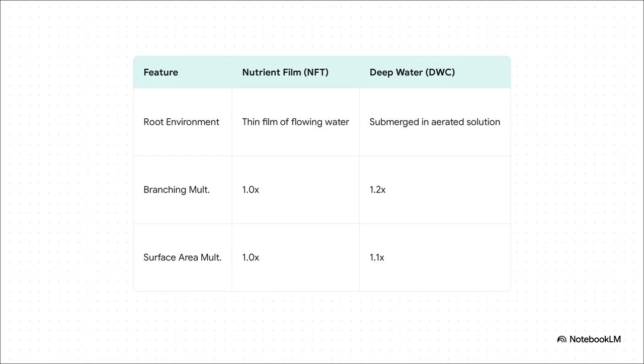And the model's adaptable too. It knows that roots grow totally differently depending on where they are. Take an NFT system, for example, where roots are just in a thin little film of water. Their growth is pretty restricted. But in deep water culture, they're submerged with way more freedom to branch out. The code actually has built-in multipliers to adjust for all of this automatically.